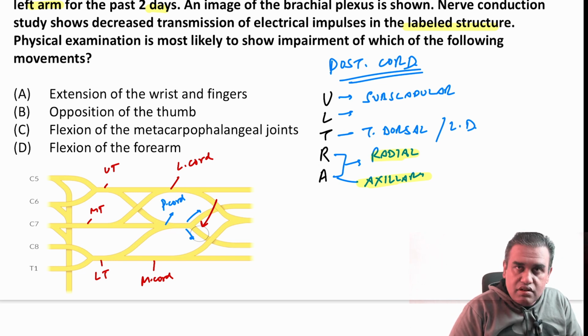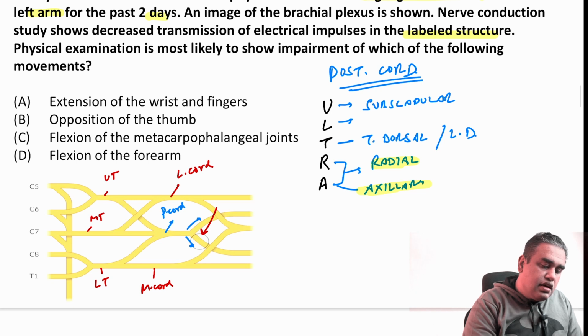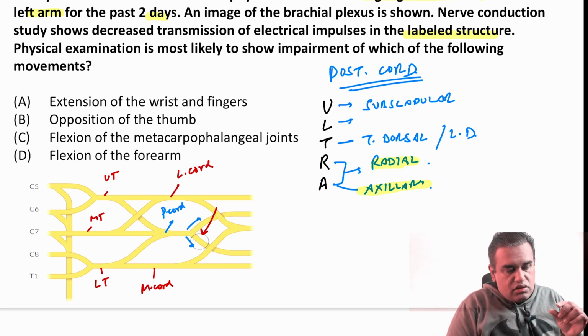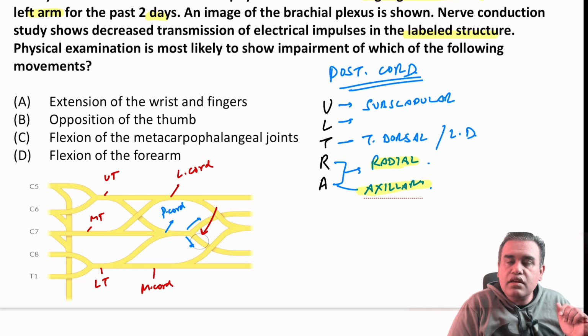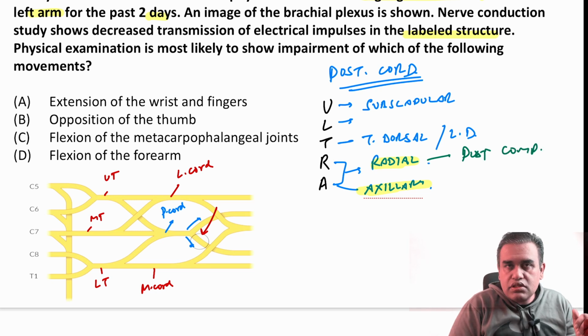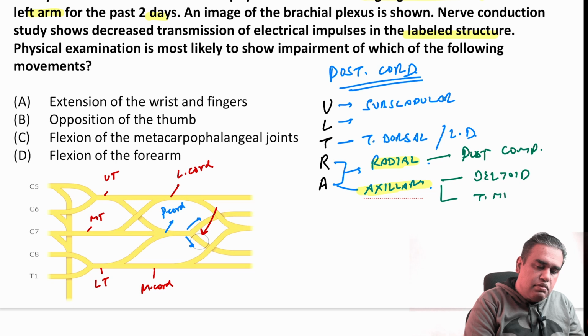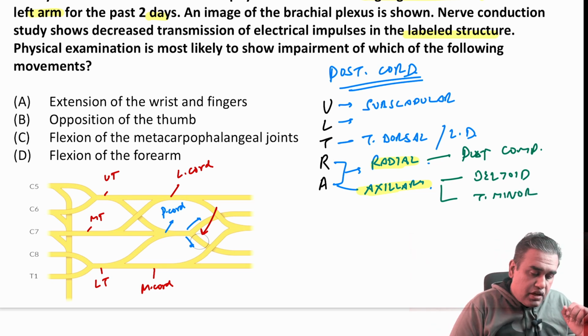This much we have reached. Now we have to look at the options, because in this image both of them are shown to be of equal caliber, though we know that the radial nerve is bigger than the axillary. So the radial nerve should be thicker than the axillary nerve. But now we know that if the radial nerve is damaged, what features can be there? If the axillary nerve is damaged, what features can be there? Just to recap, the radial nerve supplies all the posterior compartments, posterior compartment of arm and forearm. The axillary nerve mainly supplies two important muscles, the deltoid and the teres minor. This is basic knowledge which we should have. Now come to the options.